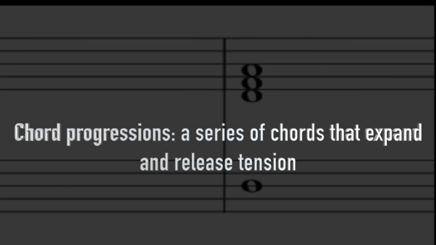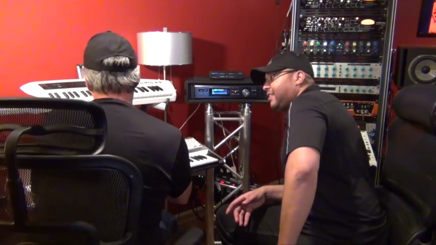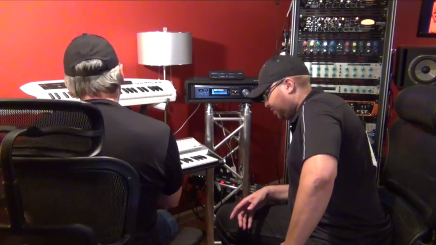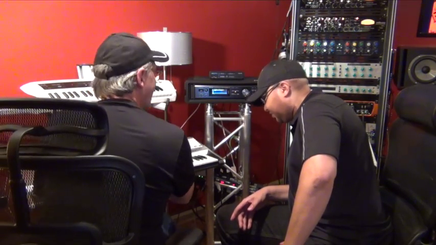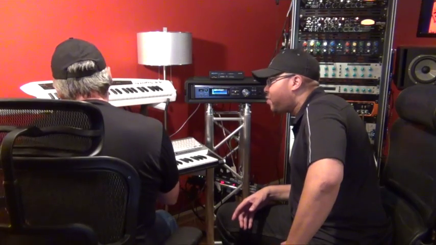So once again, what are chord progressions? A series of chords that both expand and release tension in any given piece of music. Common chord progressions are? The 1, 4, 5, 7, 1, the 1, 2, 5, 7, 1, and the 1, 5, 6, 4 chord progression. And learning to both think and play these chord progressions in any key virtually gives us the harmonic vocabulary to play, recognize, or understand chords in virtually any key and in almost any song.